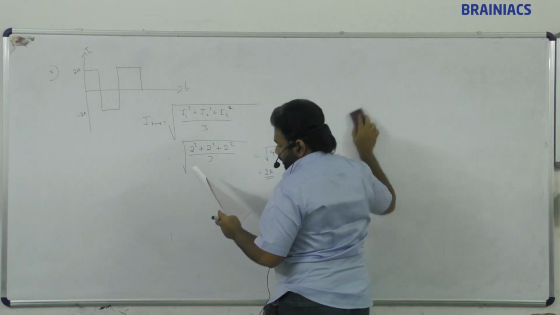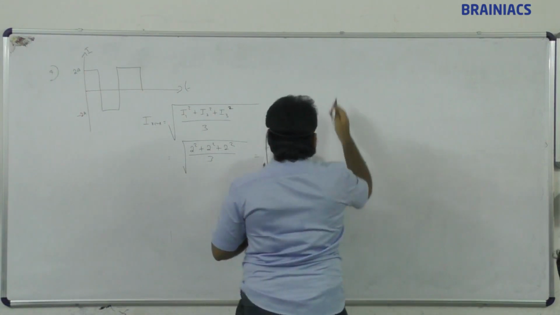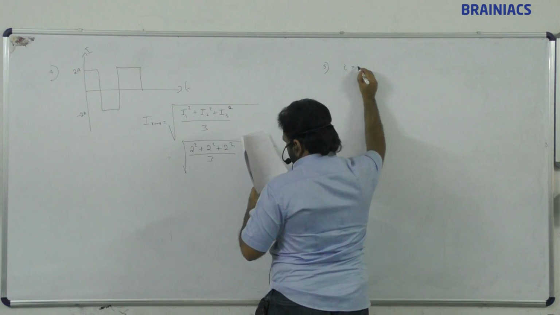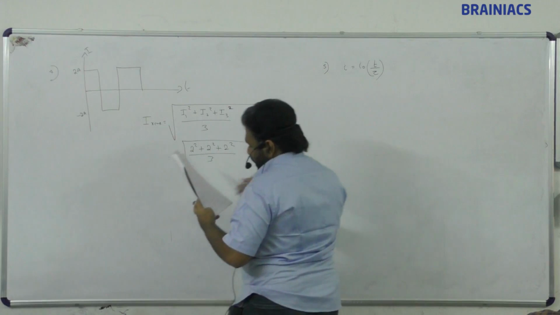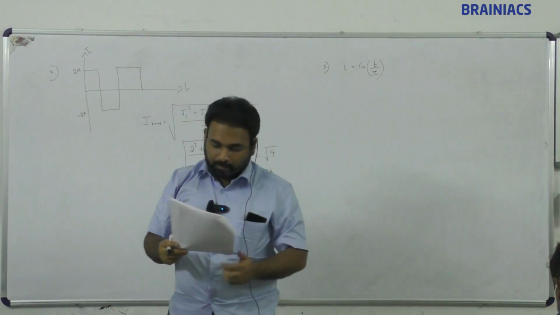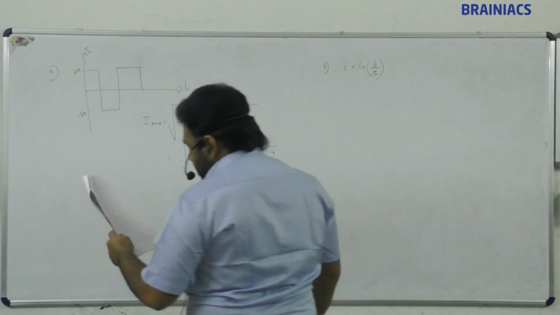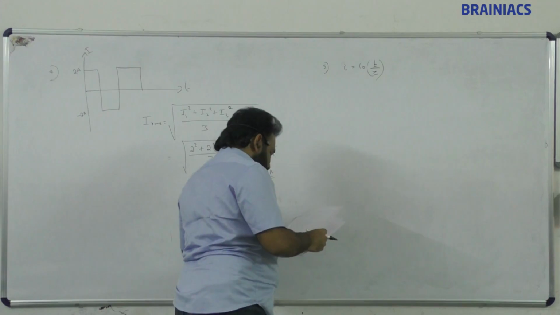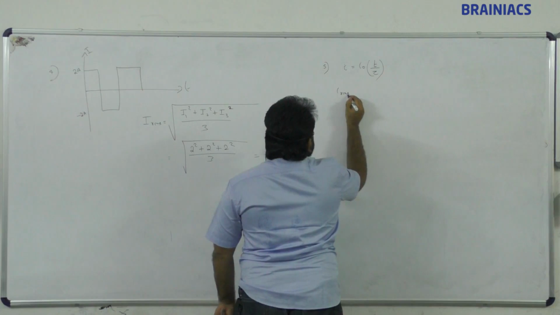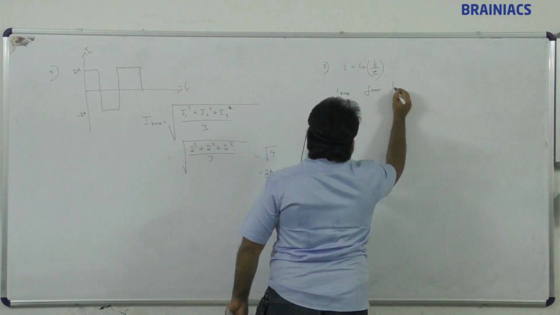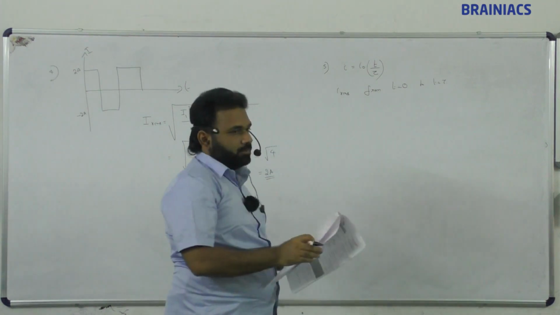The electric current in a circuit is given by I is equal to I naught into t by tau, the instantaneous value. Calculate the RMS value for the period t is equal to 0 to t is equal to tau. So we need to find the IRMS from t is equal to 0 to t is equal to tau.